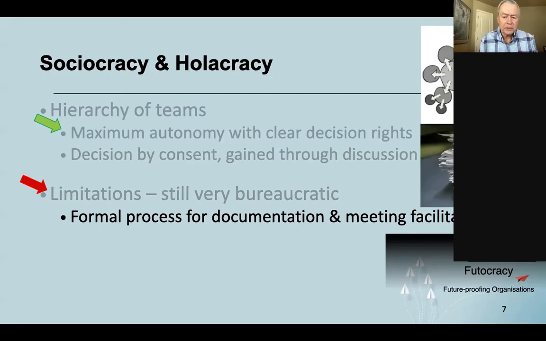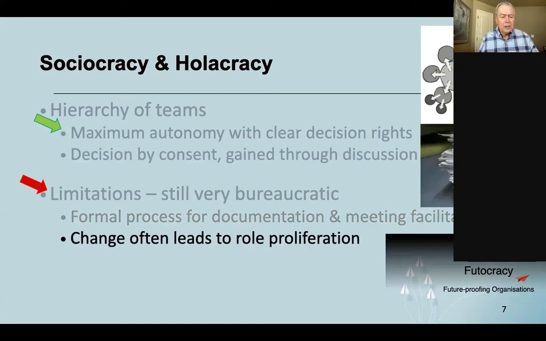and the meeting facilitation. This takes a great deal of learning, and when Zappos shifted over to Holacracy, there was a significant turnover because of the operating style, that while it freed you to make decisions, it also became very heavy loaded with the bureaucracy of the meetings, but also the documentation of those meetings for sharing across the organization. Change also led to what they called role proliferation.